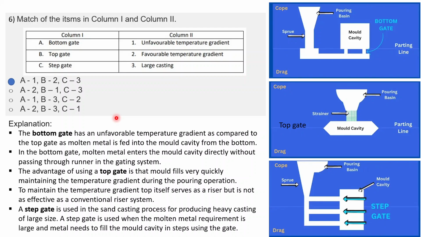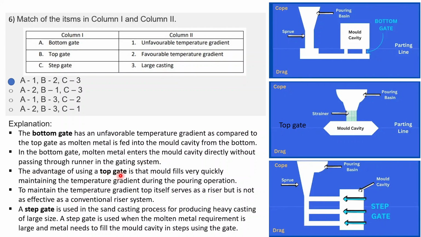Okay, so in case of the bottom gate, it has an unfavorable temperature gradient as compared to top gate, as molten metal is fed into the mold cavity from the bottom, and in the bottom gate molten metal enters the mold cavity directly without passing through the runner in the gating system.